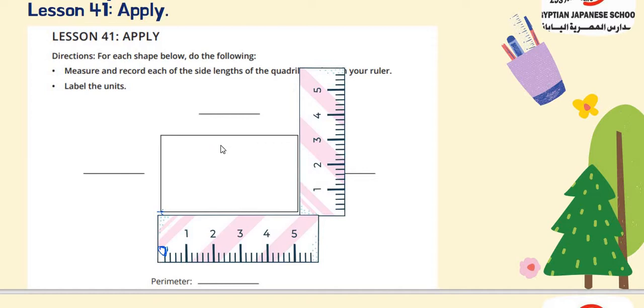Okay, I have here a rectangle and I will use our ruler. My version is PDF, your version is the workbook paper, so my measurement will be different from your measurement. Be careful when you measure, and record your measurement, not what I write now. Okay.